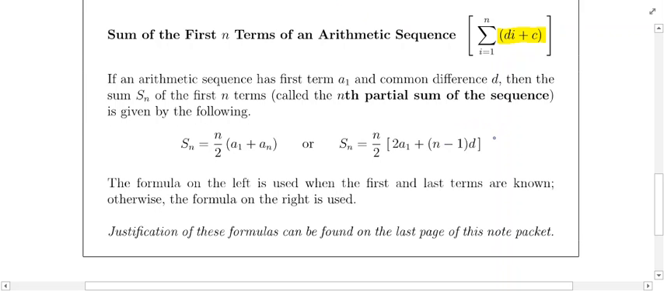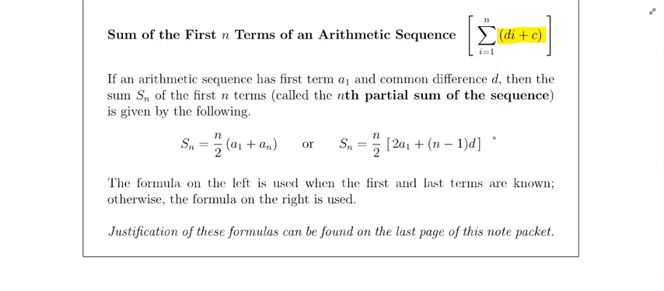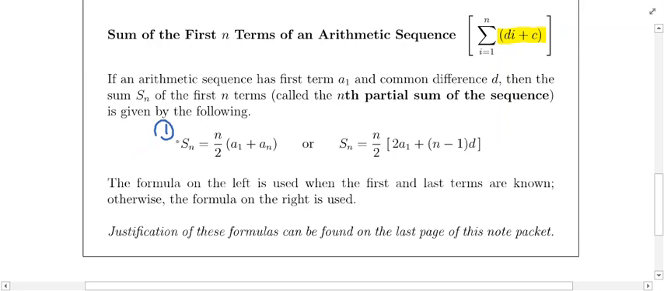Let's read about it. Like I said, there are two different formulas. If an arithmetic sequence has first term a1 and common difference d, then the sum Sn of the first n terms, called the nth partial sum of the sequence, is given by the following. Here's the first formula for adding up the first n terms. That's what the Sn means. You're summing the first n terms. It's equal to n divided by 2 times a1 plus an.